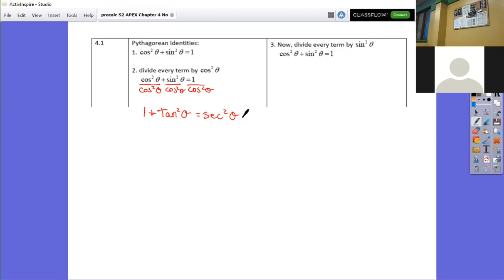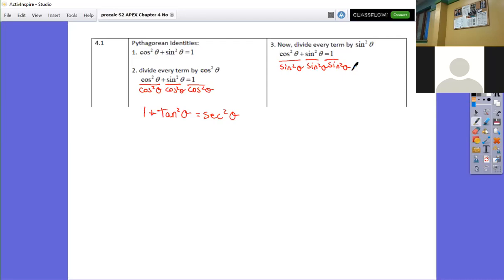So now let's do the same thing over here, but we're going to divide by sine squared theta. If you can't remember all 3 Pythagorean identities when you're working this stuff, even on my answer key, I had to write it down and do at least one of them so that I remembered it.